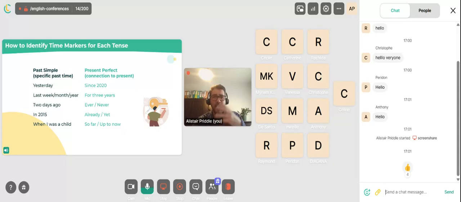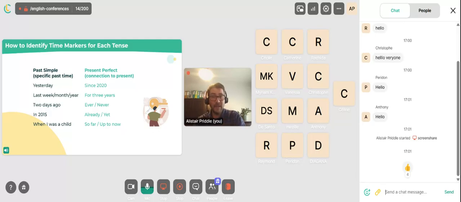Okay, so there are various things we can say. I have lived in Portugal since 2020. I have played the violin for 3 years. Have you ever eaten snails? I have never eaten snails.